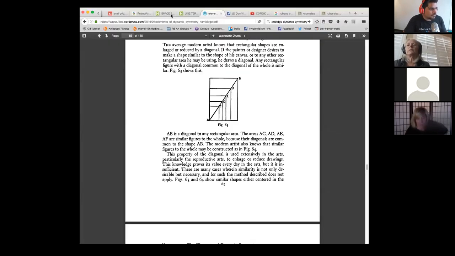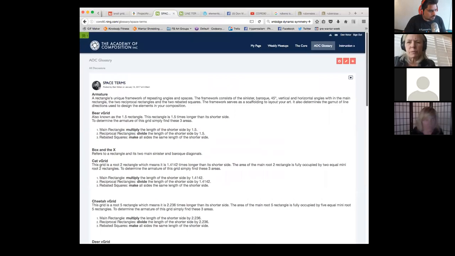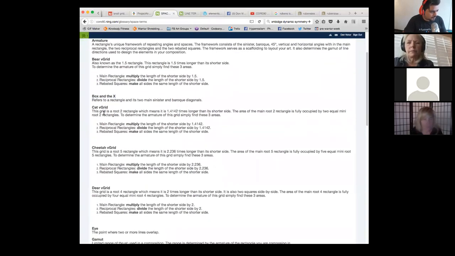Okay. So if we go under space, you can see here the box in the X refers to the rectangle and its two main sinister and baroque diagonals. If we look at the cat grid, it says this grid is a root two rectangle, which means it is 1.4142 times longer than its shorter side. The area of the main root 2 is fully occupied by two equal mini root 2 rectangles. And this is the important part.